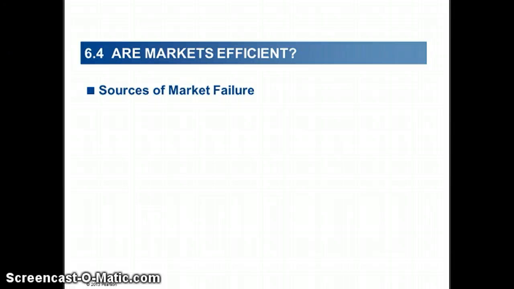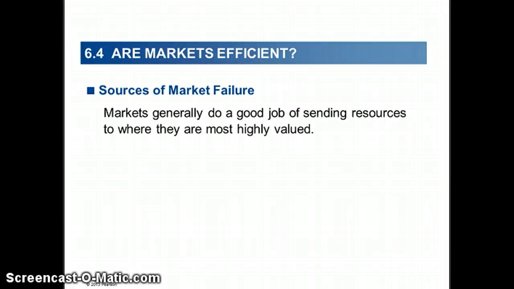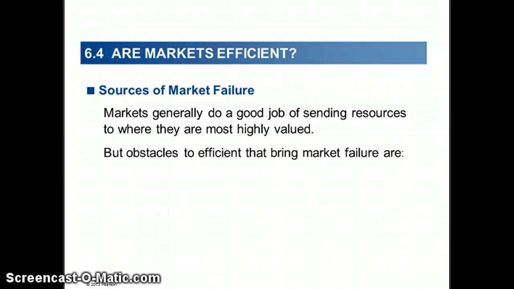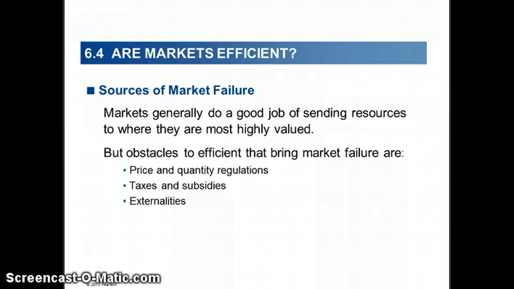There are different sources of market failure, and these can be summarized into price and quantity regulations, price floors or price ceilings, which will be covered in further chapters, taxes and subsidies, and externalities, for example, if there's a hurricane coming, something outside the buyer and seller communication, and so on.